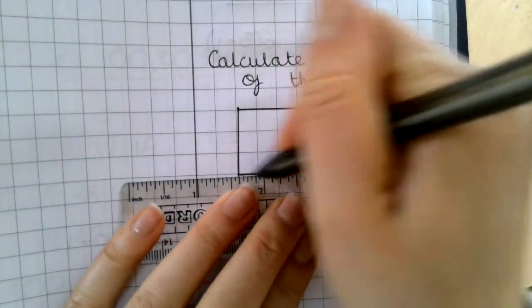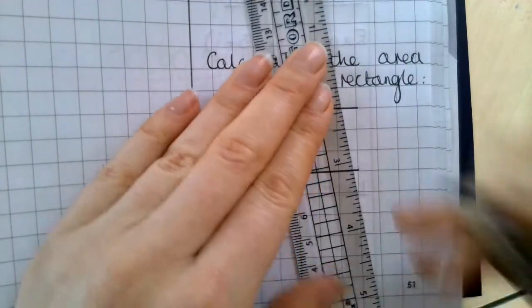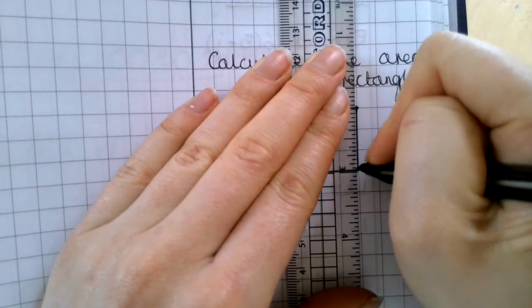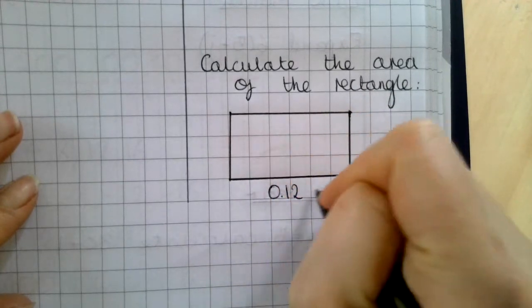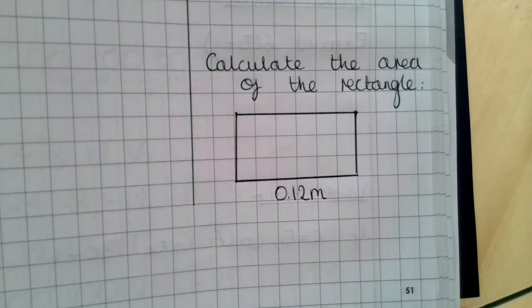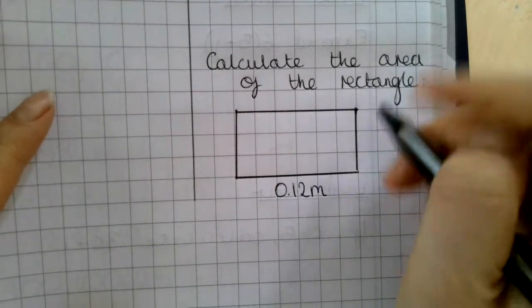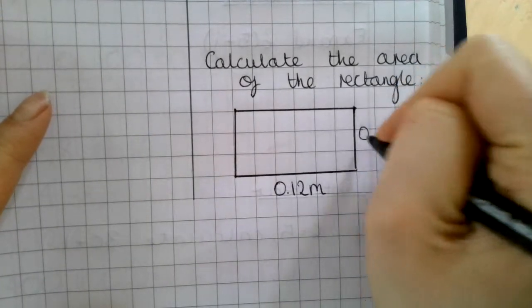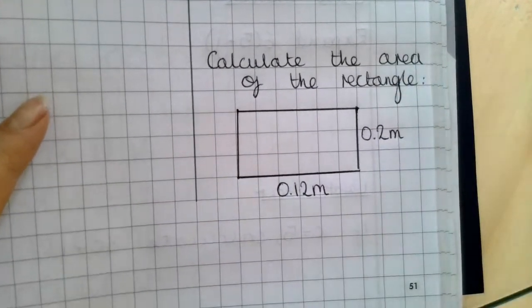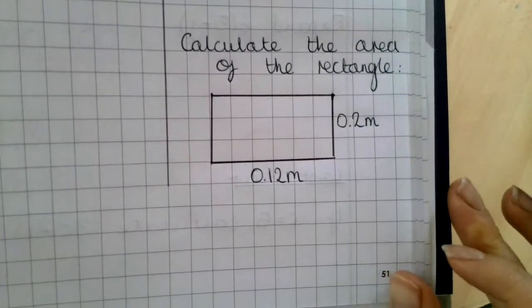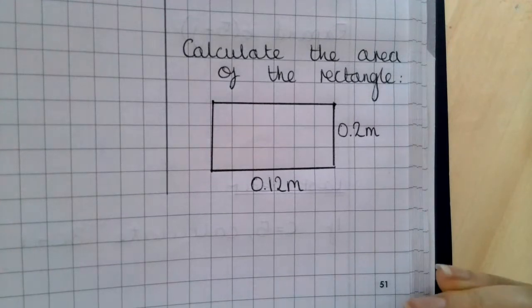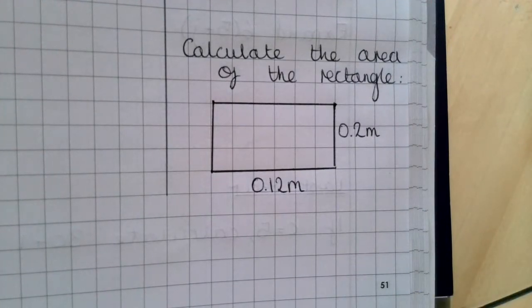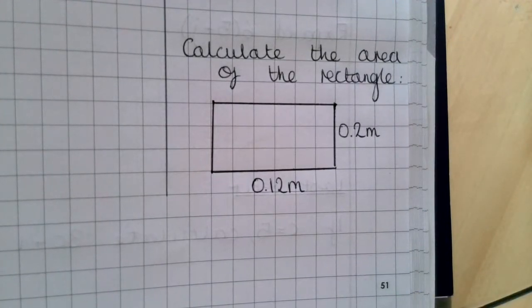So we're going to draw a rectangle. It's going to have a base of 0.12 meters and a height of 0.2 meters. So I want you to draw this, pause the video, have a go at it, and then press play when you're ready to check it.